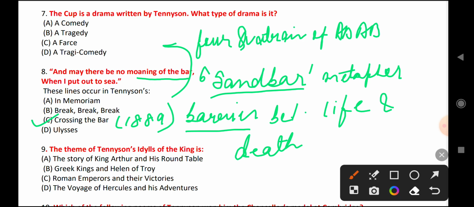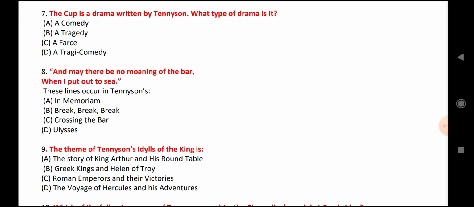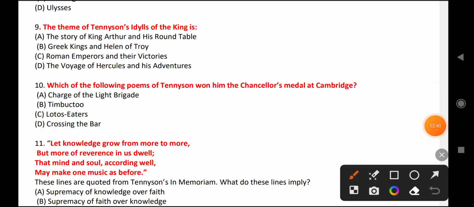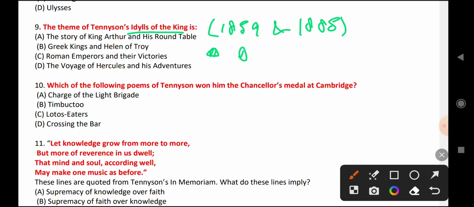Question number 9. The theme of Tennyson's Idylls of the King is the story of King Arthur and his round table. Now let's do some points on this Idylls of the King. This work was written between 1859 and 1885. This Idylls of the King is written in blank verse.